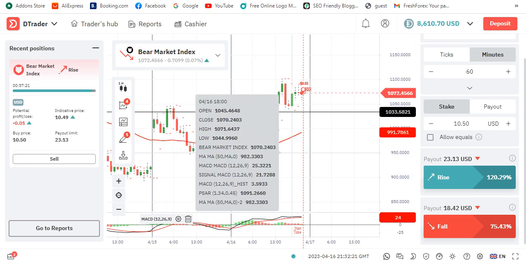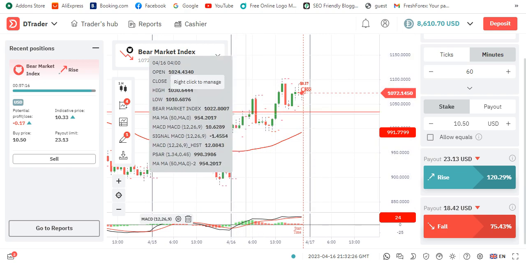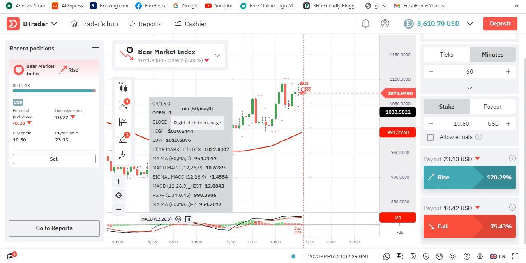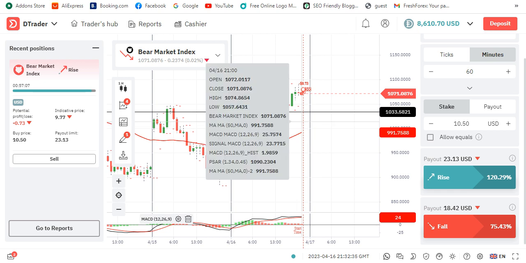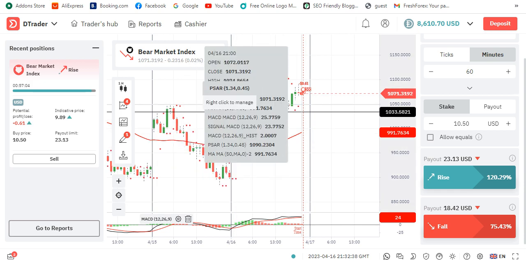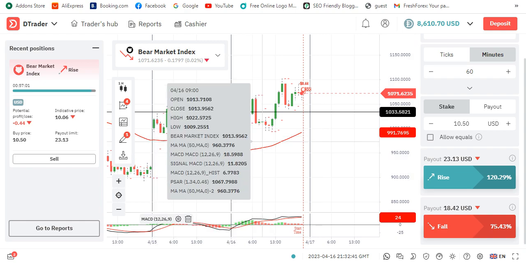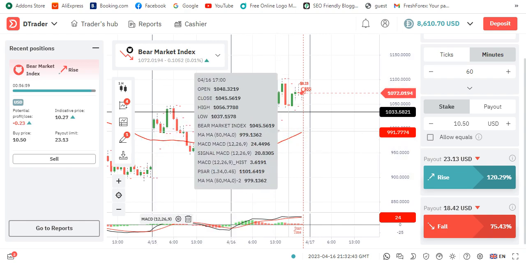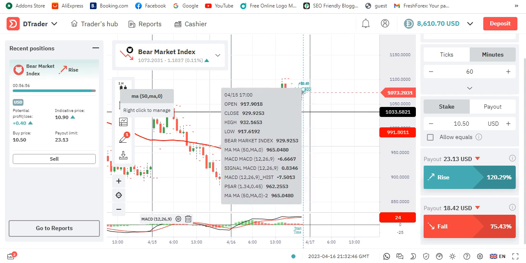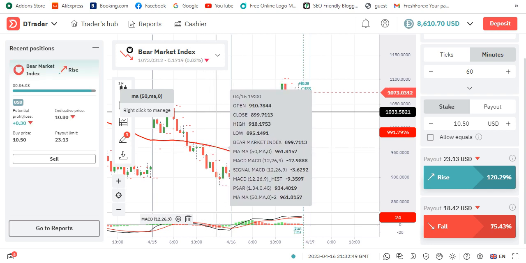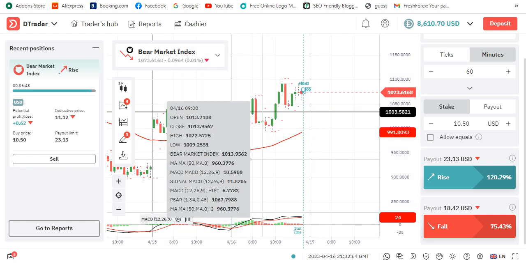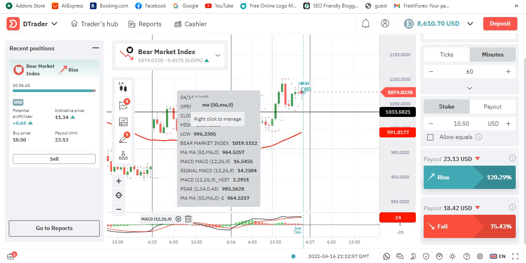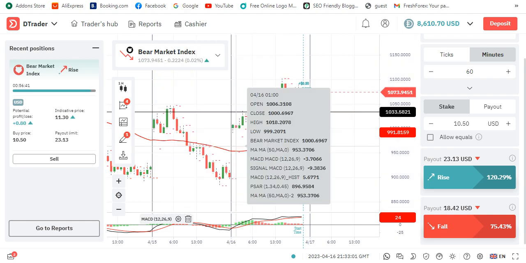But before you enter this trade, please make sure that this candle chart is above the moving average, and the parabolics are under the candle. Okay, if this moving average is above the candle, please don't enter this type of trade. It's very risky. Don't enter this type of trade. But as long as this moving average is below the candle, you can enter it.